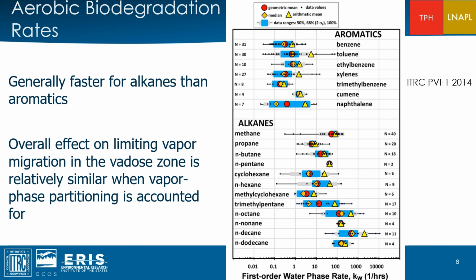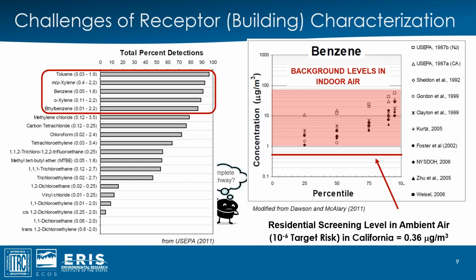Unless PVI is likely or suspected because someone is complaining of odors, we choose to focus on the receptor or building last in our characterization because there are many non-PVI sources in indoor air for those same hydrocarbons that are of concern for PVI.